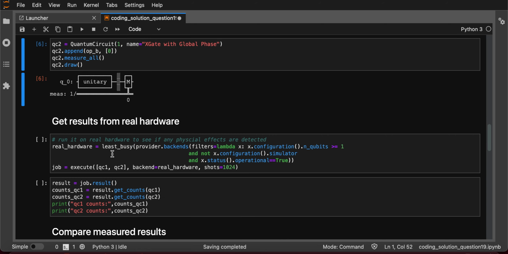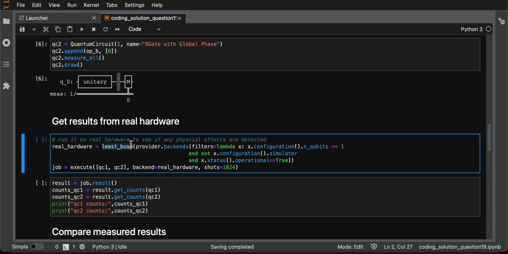And let's do this on the real hardware to see if the real hardware has any interesting noise, or maybe the global phase does affect it and we just didn't know. So we want to make this fast though, so we can call the least busy function that will give us the least busy backend given the list of backends. And we can filter the list of backends given a custom function with one variable. And so that variable will be a backend. We can see if its configuration has enough qubits for our quantum circuits, and make sure it's not a simulator, and make sure that it's currently operating.